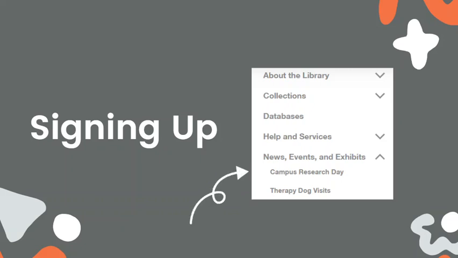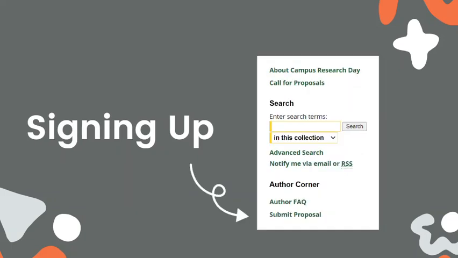First, using the menu on the right side of the library homepage, select News, Events, and Exhibits from that menu. Secondly, click on the option entitled Campus Research Day from the drop-down menu. From the Campus Research Day homepage, you will see a menu in green lettering on the right. Select the option called Submit Proposal to view the submission form.